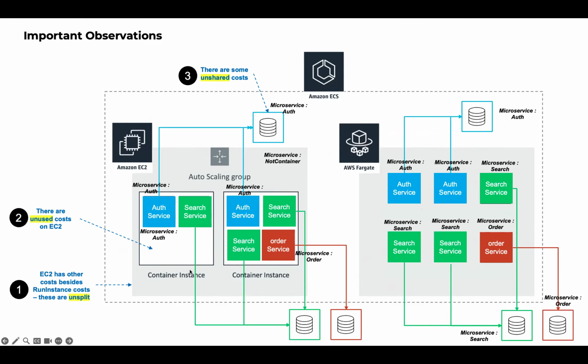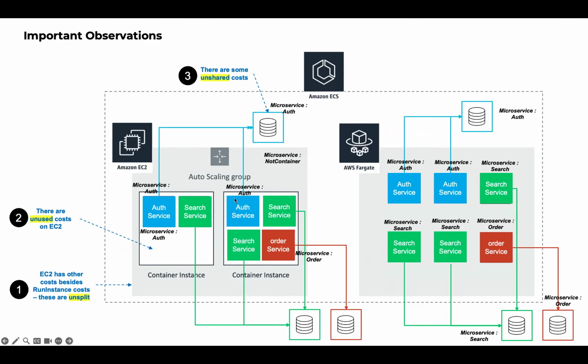We've tagged everything. But remember that we are basically running the containers on EC2 instances. So the EC2 instances themselves can be tagged, right? In this case, I've tagged both these EC2 instances as microservice not container, right? Because they're not containers. They're just EC2 instances. So I've just put a tag on both those EC2 instances saying microservice not container.